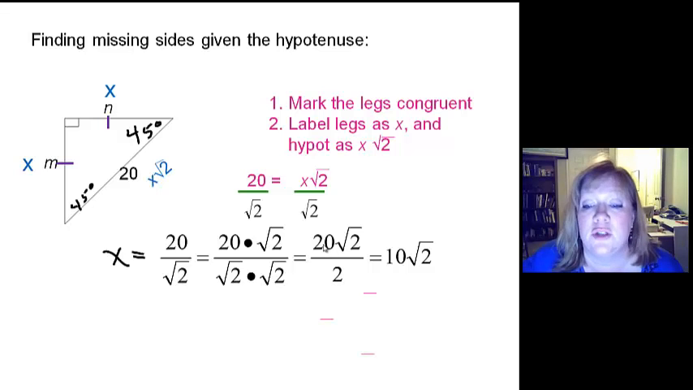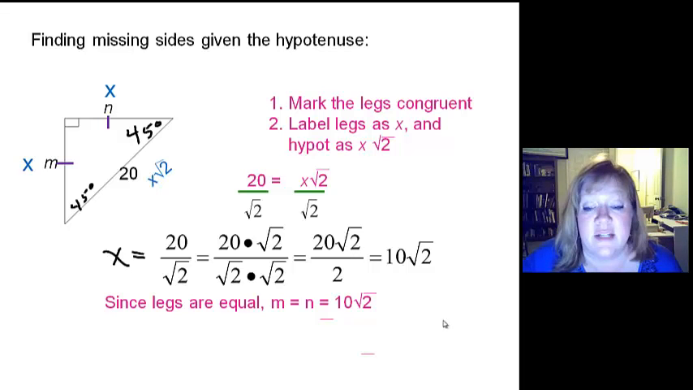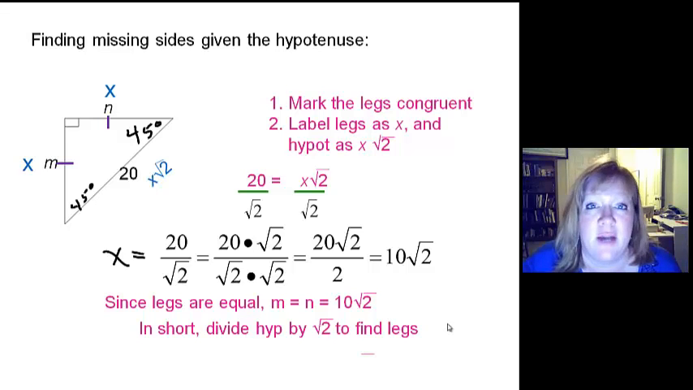2 goes into the 20. In order to divide these numbers, they both have to be outside of the radical. You cannot divide the 2 into the 2 that's under the radical, so be careful about that. Alright, since legs are equal, m and n both equal 10 square root of 2. In short, you just have to divide the hypotenuse by 2 to find the length of the legs.